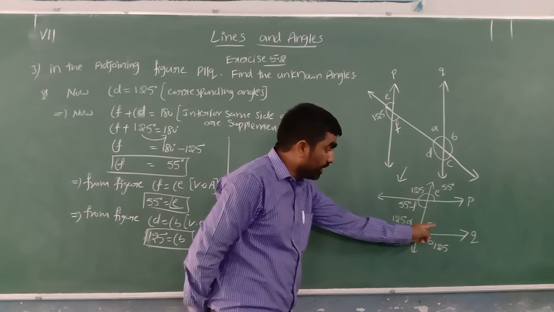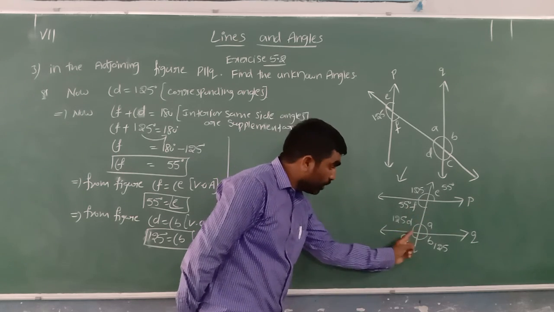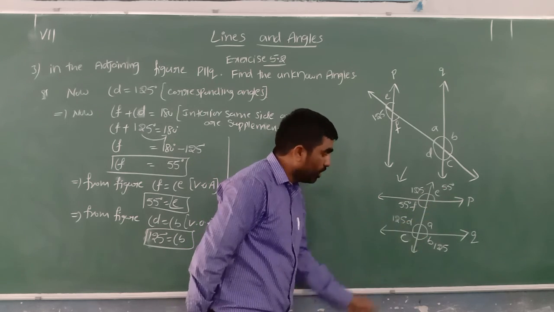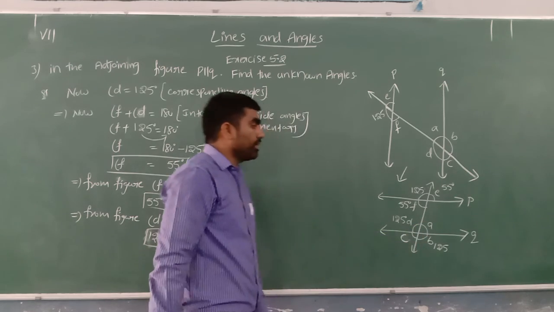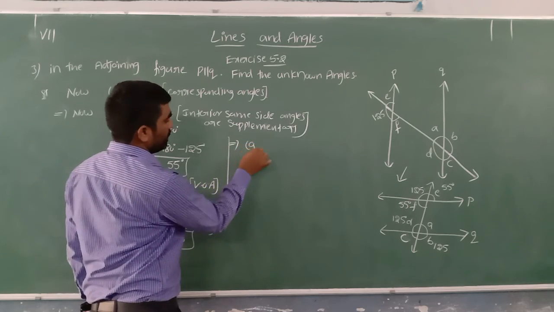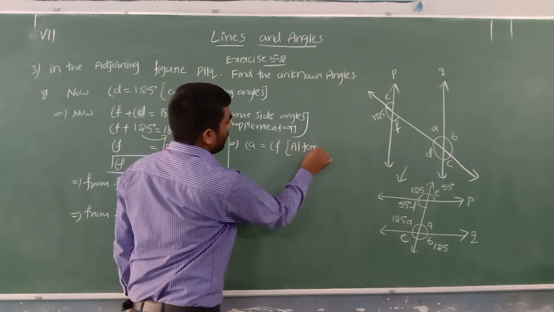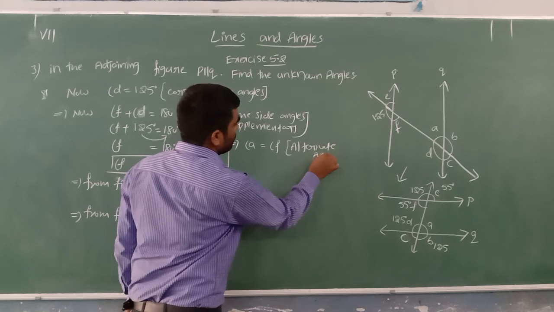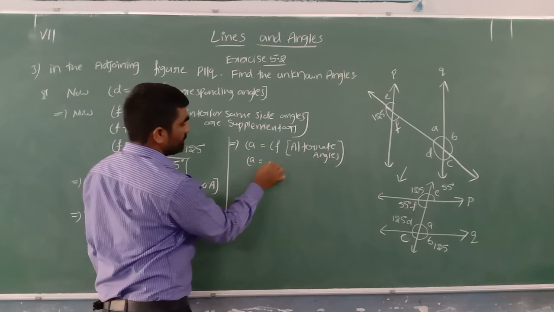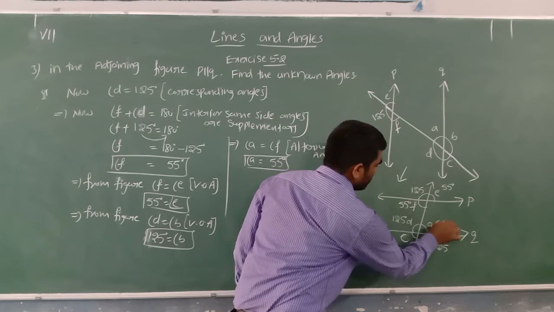Now we need to find the measure of angle A and angle C. To find angle A, we can take vertically opposite angles are equal, or we can take both as a linear pair of angles: 125 plus A is equal to 180. There are many ways to find angle A. Now let me write angle A is equal to angle F. The reason is both are alternate interior angles. Angle F is 55 degrees, so here you can write 55 degrees.